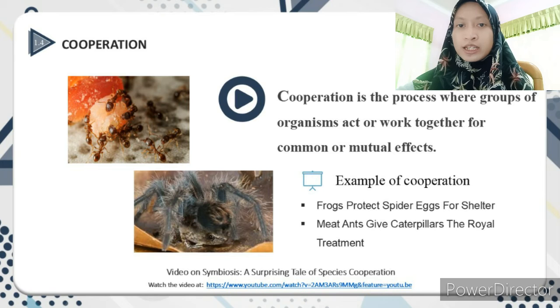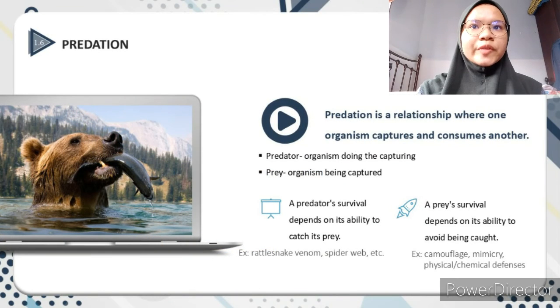Cooperation exists not only in humans, but in other animals as well. The diversity of taxa that exhibit cooperation is quite large, ranging from zebra finches to pied babblers to African elephants. Many animal and plant species cooperate with both members of their own species and with members of other species. Some examples of cooperative relationships are frogs protecting spiders' eggs for shelter, and ants giving caterpillars the royal treatment.